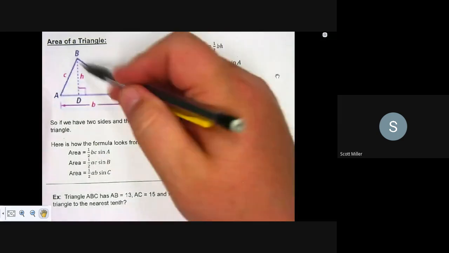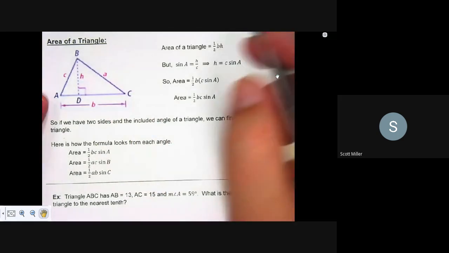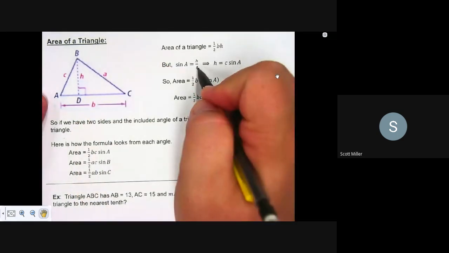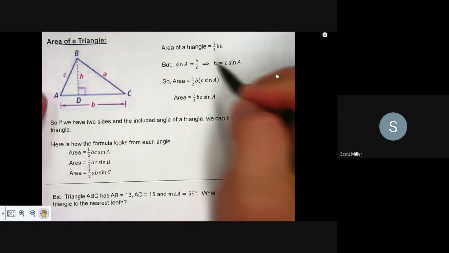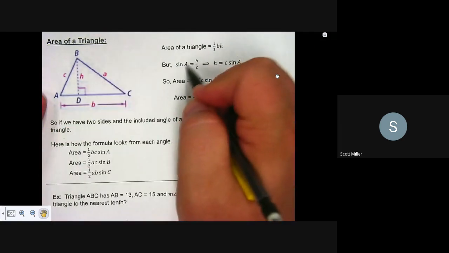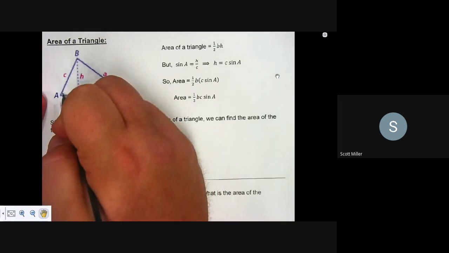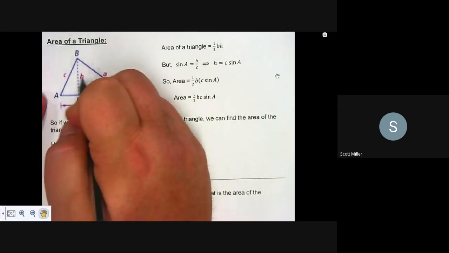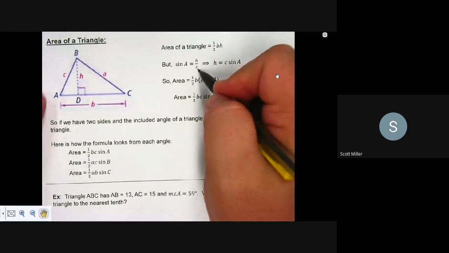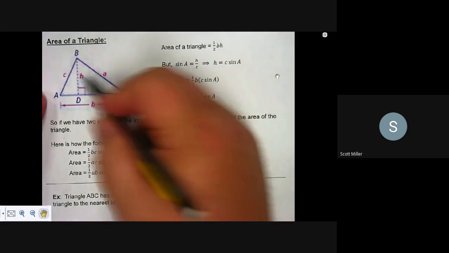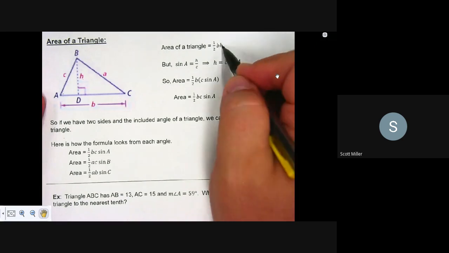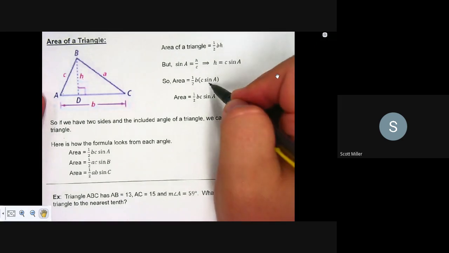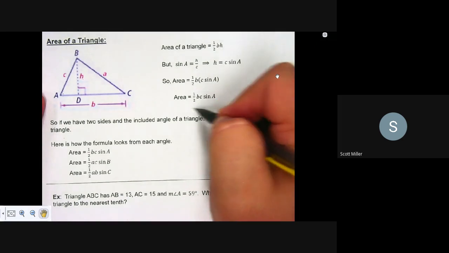Okay, the height. If I look at this, here's angle A. I use SOH CAH TOA, and the sine of this angle is the opposite over hypotenuse, h over c. And then if I solve this for the height, I get this trig expression right here. If I then take that trig expression and substitute it for the h, then I get this equation.